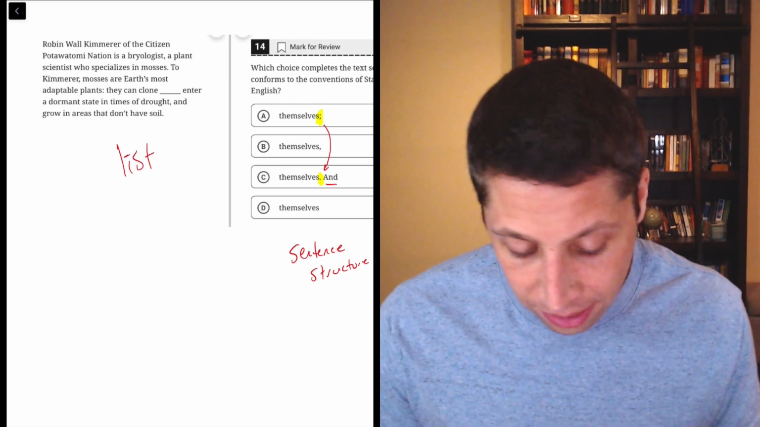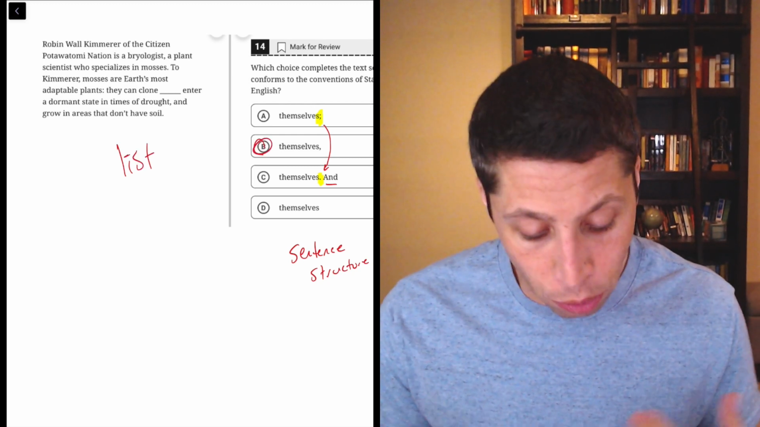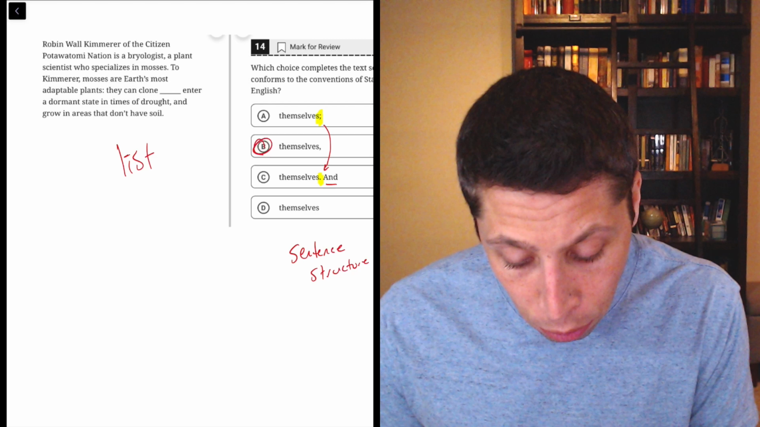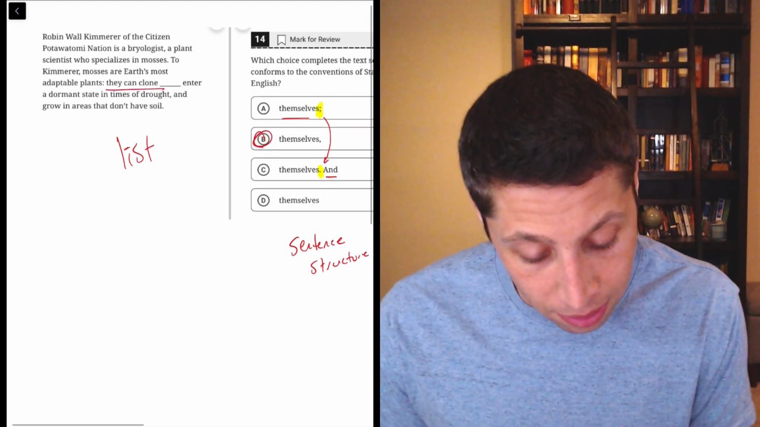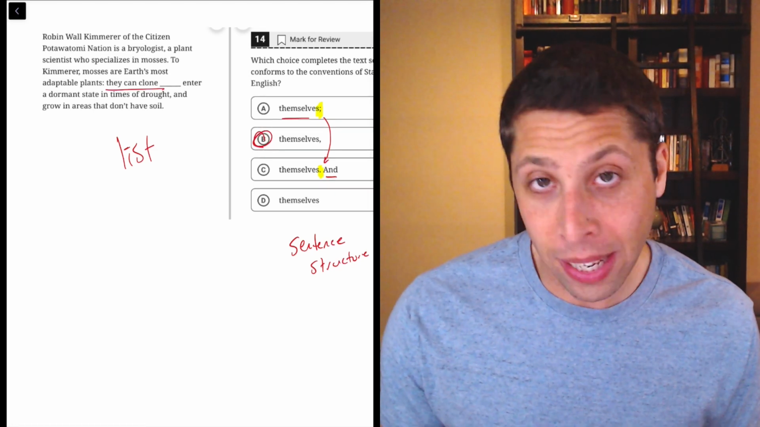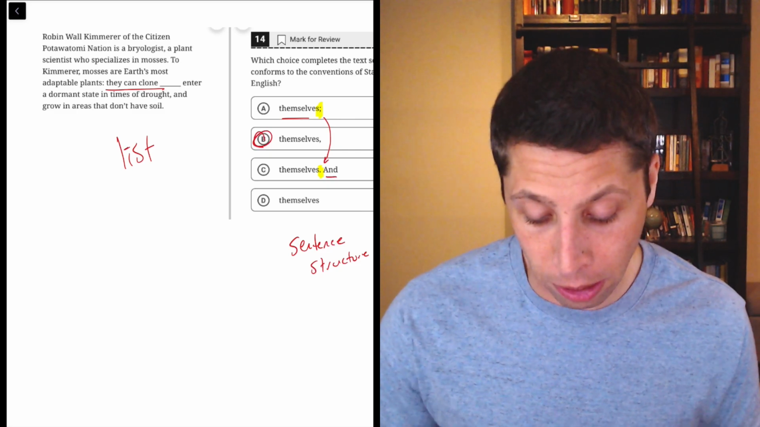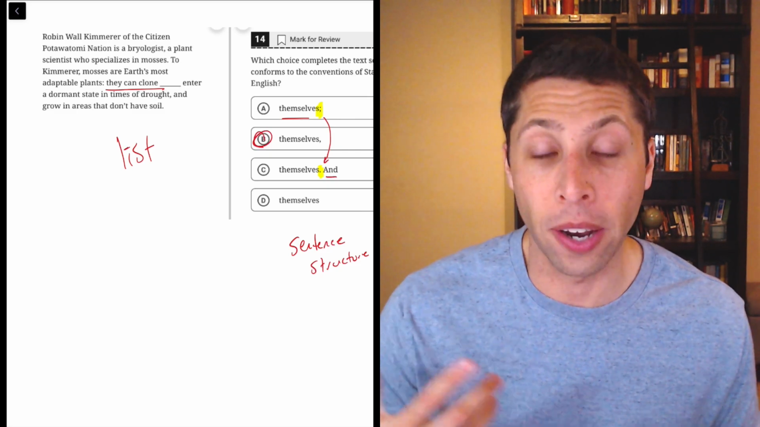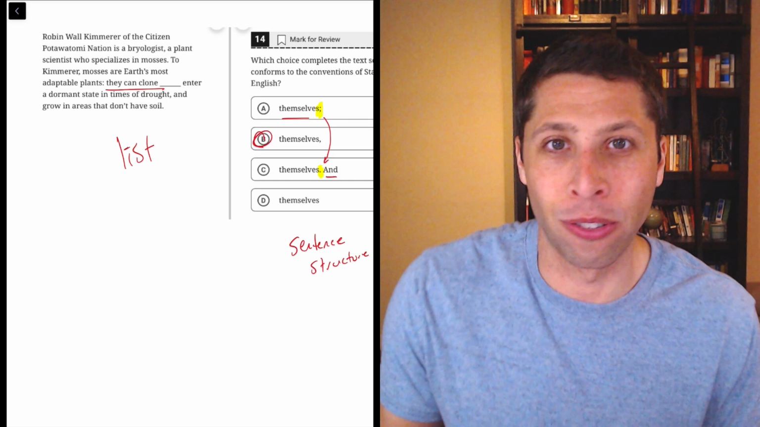Well, as I'm reading this, I see it's a list, so this is just about commas. There's no reason for a sentence here. They can clone themselves is its own sentence. But then the other parts wouldn't be. So it wouldn't make sense to use a semicolon or a period here because those other pieces wouldn't stand alone. They're just kind of like nouns that we're listing here.